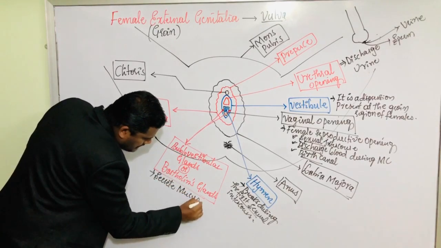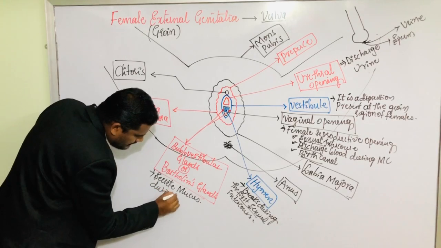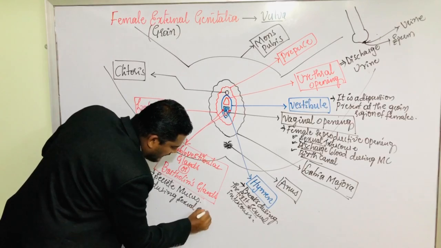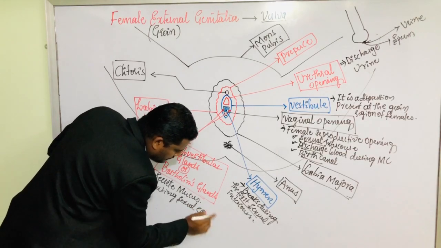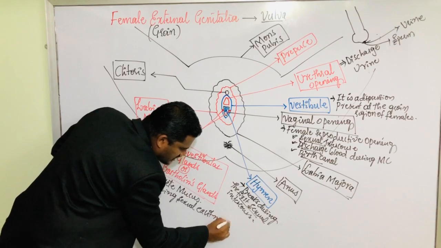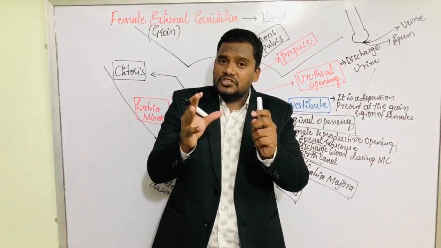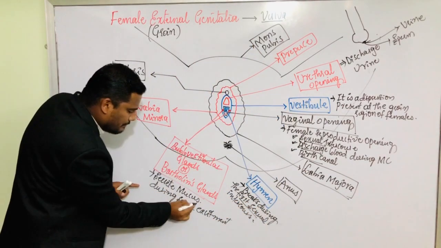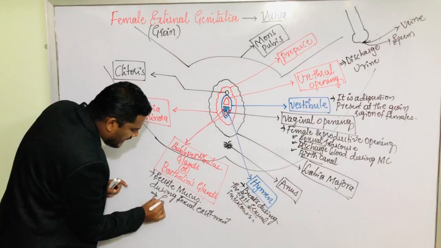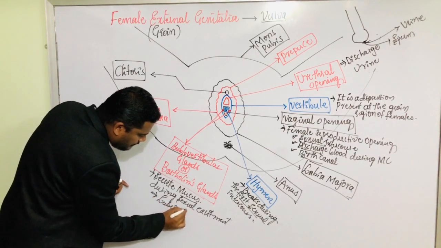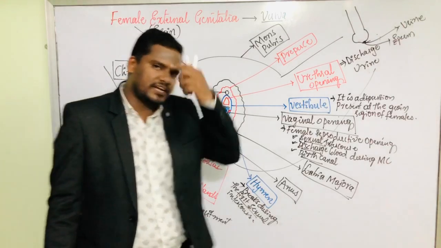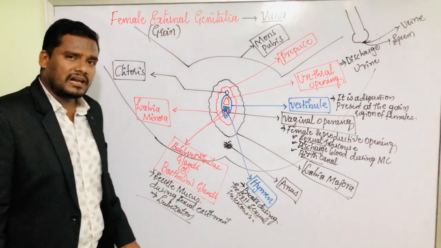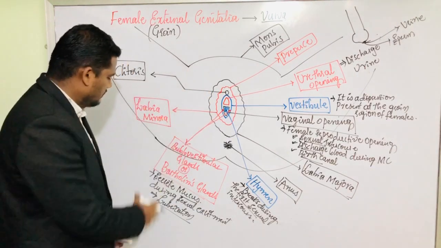mucus during sexual excitement. If a female becomes sexually excited, at that time these two glands secrete the mucus for lubrication. To get the lubrication during sexual intercourse, these two glands secrete the mucus. They are the bulbovestibular glands or the Bartholin's glands.